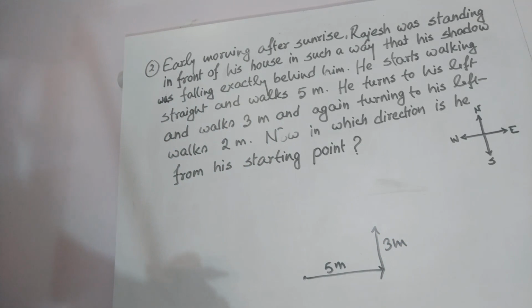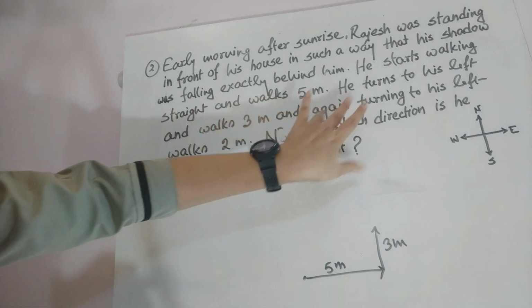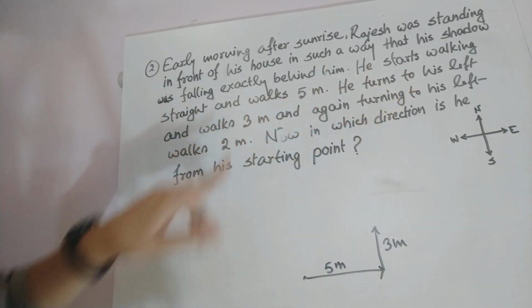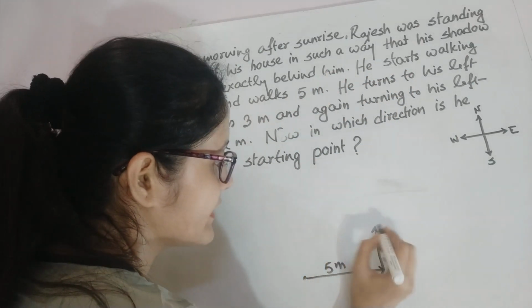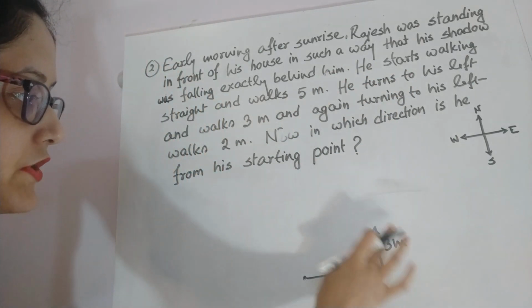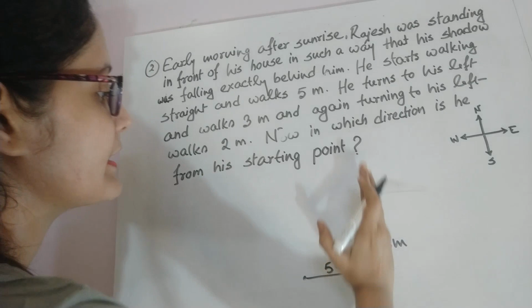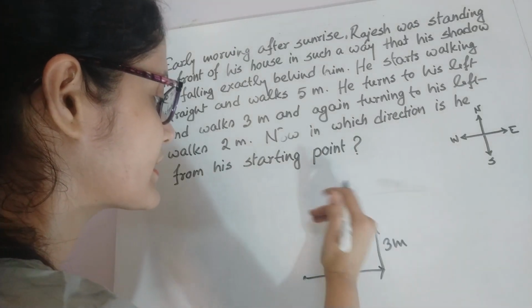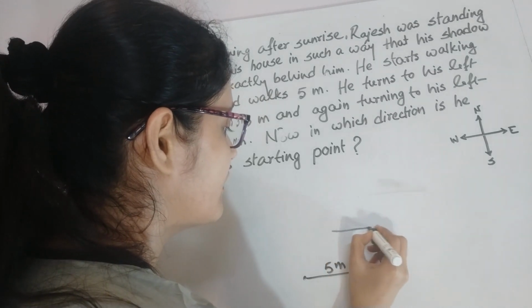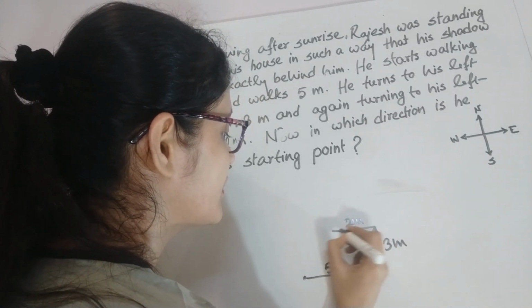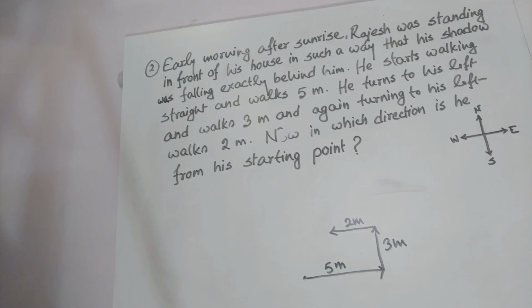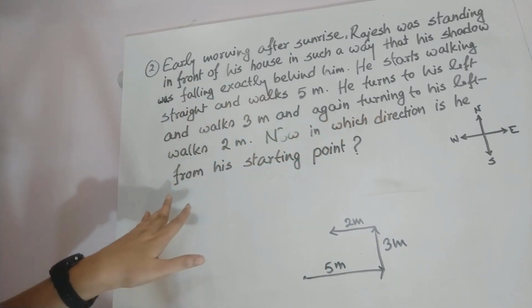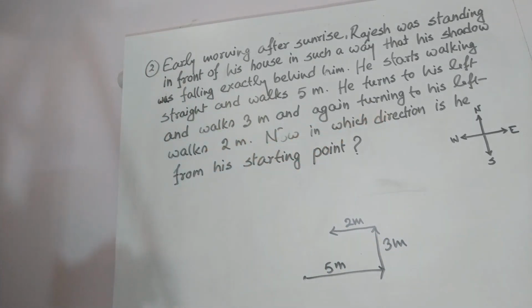And again turning to his left walks 2 meter. Here again he turns his left. That means if he is facing like this and turns left, that means he will start walking in this direction. Here 2 meter. Now in which direction is he from his starting point?